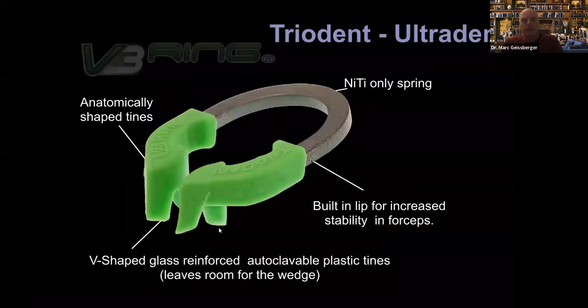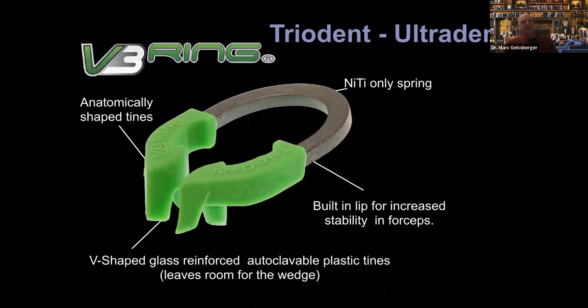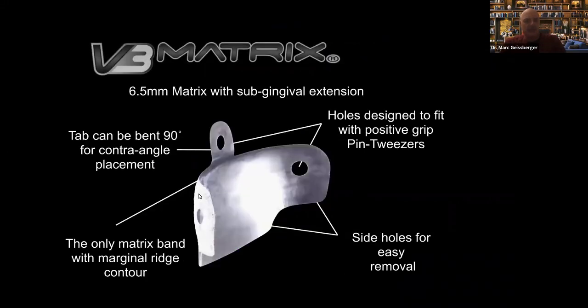Now, I want to talk a little bit about sectional matrix systems and give you some tips to think about. I love the V3 system from Triodent. It's got a new formulation, which I love even better. The plastic that's used on the clamp itself has been re-engineered to be kind of non-stick, so your bonding agents don't stick to it, your adhesives don't etch it, and it's really, really nice. It stays really pristine. And then we have the V3 matrix bands.